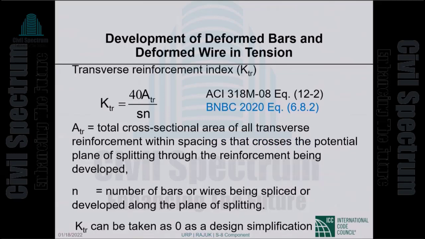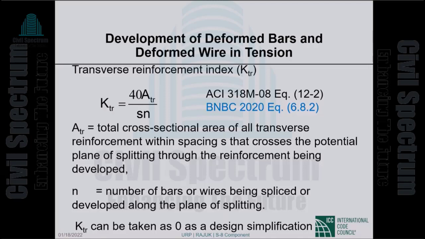Okay, so total cross-section area of all transverse reinforcement within spacing S that crosses the potential plane of splitting through the reinforcement being developed. N is the number of bars or wires being spliced or developed along the plane of splitting. This is very important. Not all the bars that there are, but the ones that are being developed or spliced. That is extremely important. K sub TR can be taken as 0 as a design simplification. That simplification we use surprisingly often, I would say.